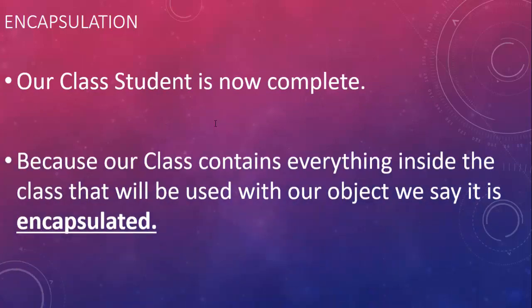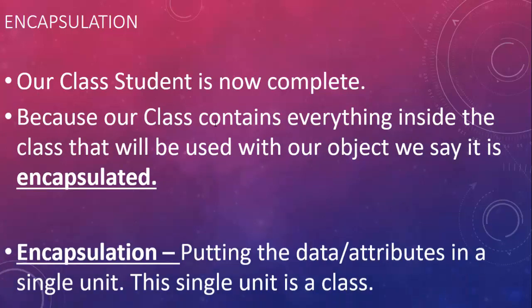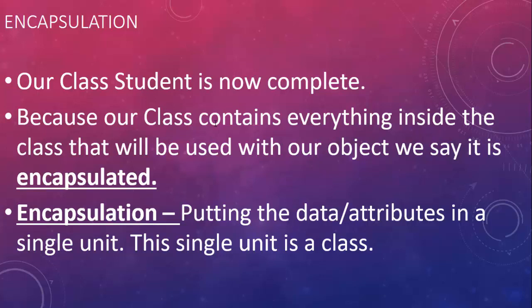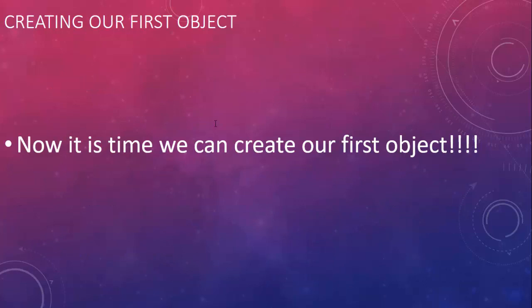The blueprint has been written. And because our class contains everything inside the class that will be used with our object, we say that it is encapsulated. Encapsulation is putting the data or the attributes in a single unit. What is that single unit? That single unit is a class. So when you have your attributes and your methods inside of a single class, we say it's encapsulated. And that's what encapsulation is, putting everything together in a single class. Now that we've done that, we can actually create our first object.